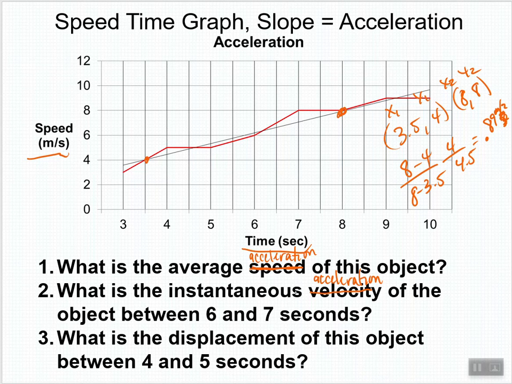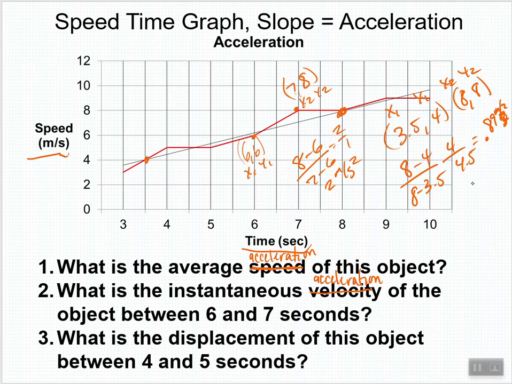Question 2 says, what is the instantaneous acceleration of the object between 6 and 7 seconds? So to do this one, I'm going to use the orange because this right here is the actual graph. It wasn't the best fit line. This ordered pair here is 6, 6, and this is 7, 8. Again, this is x1, y1, x2, y2. I'm going to use 8 minus 6 over 7 minus 6, and we get 2 over 1, or 2 meters per second squared.